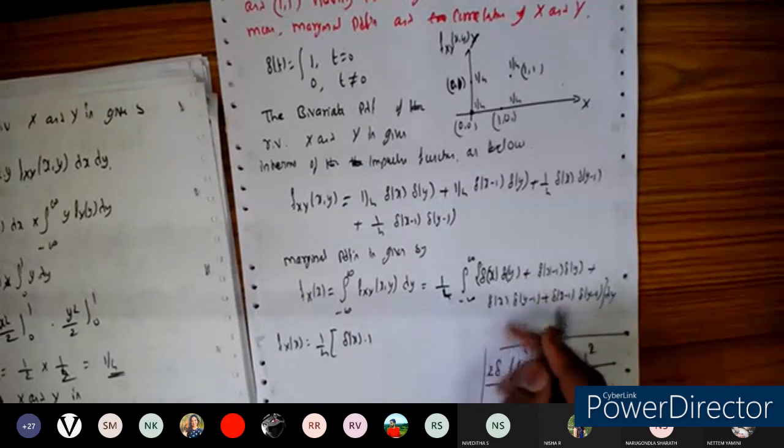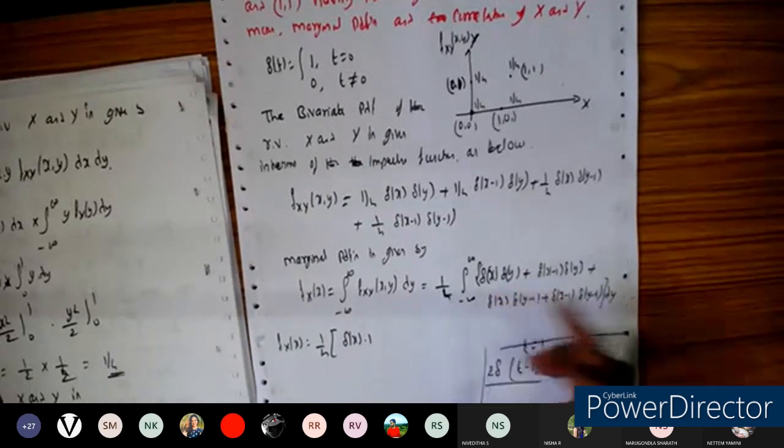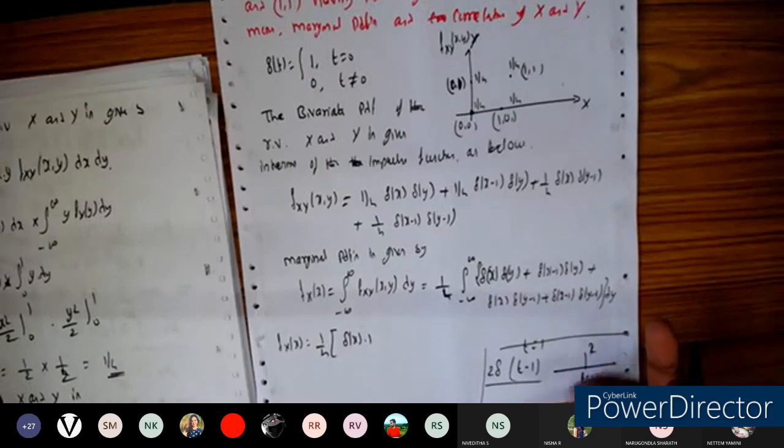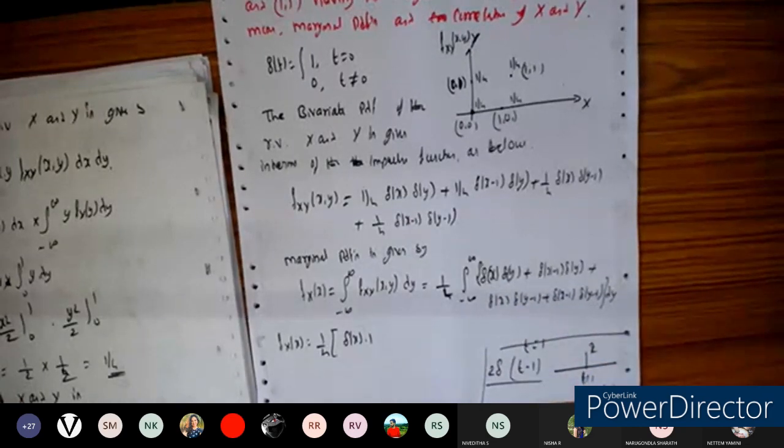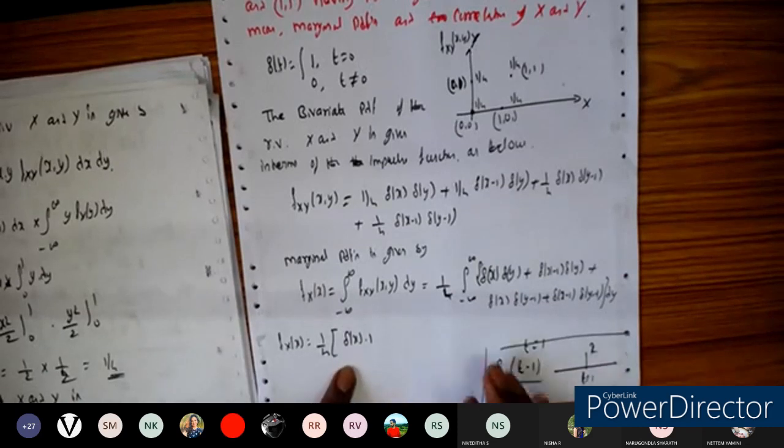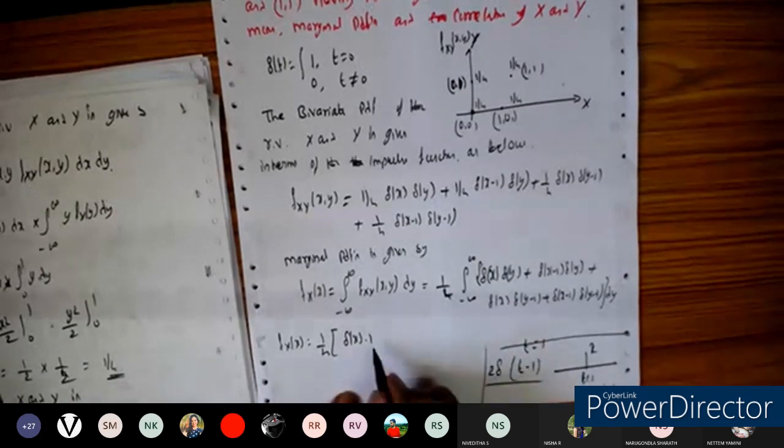If you integrate delta of y, you're going to get the unit step function. And if you differentiate the unit step function, you're going to get the impulse function. That's one of the properties you study in signals, as the elementary signals. You're studying the same thing, right? Yes, sir. Fine.